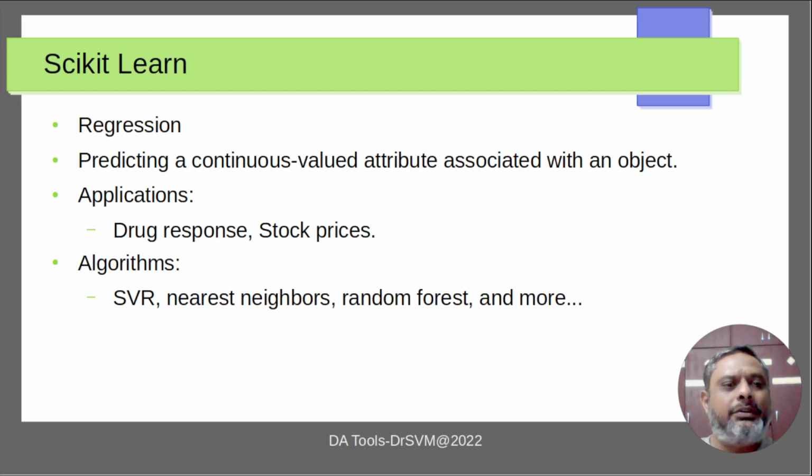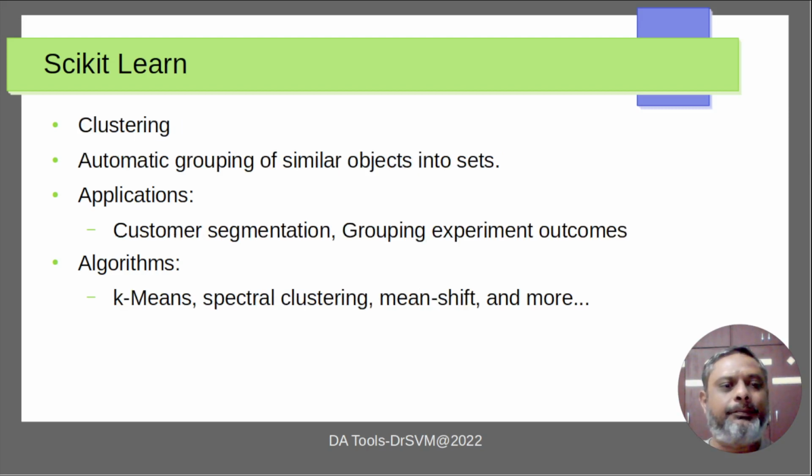The commonly used algorithms for regression defined under scikit-learn are support vector regression, nearest neighbors, random forest, and many more. A very big series of tools are available. So when we get into scikit-learn in detail in future, we come to know what all are available. It's just a glimpse of it we are giving now.